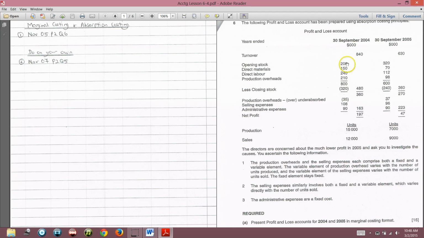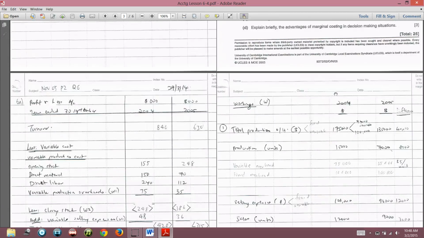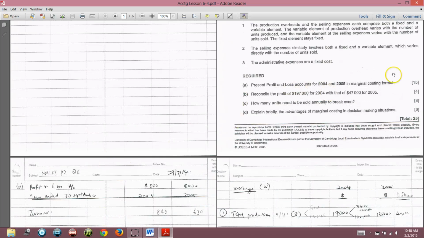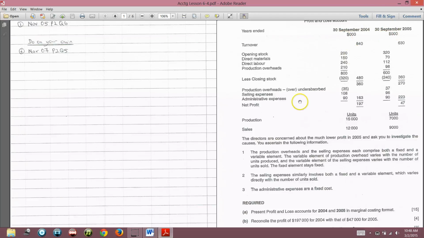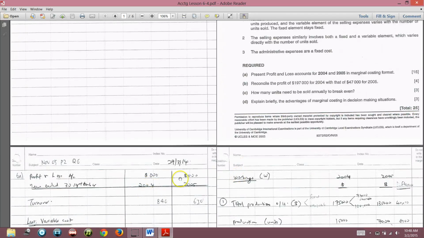Okay, you see, this is a profit and loss account in the absorption costing format. In the absorption costing format, we do not segregate fixed costs and variable costs. So without thinking too much, I have to present a profit and loss account for 2004 and 2005. Since the figures are very big and here is in thousand, I will decide to put the figures in thousands. Profit and loss account, year ended 30 September 2004, 2005. So I get my structure ready so that I put myself ready to get started.